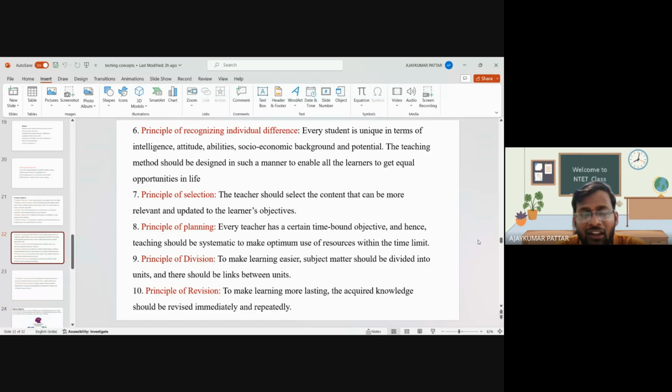Ultimately, all the learners should have equal opportunity to learn, and all of them should receive what we are teaching. If we do not recognize individual difference, and I teach everyone in the classroom as if they are equally intelligent, then that is not possible, because diversity is there, individual difference.